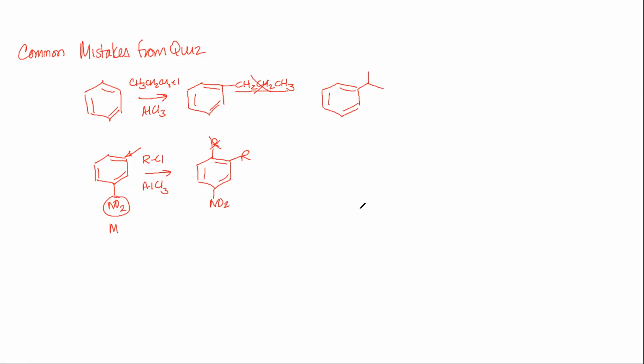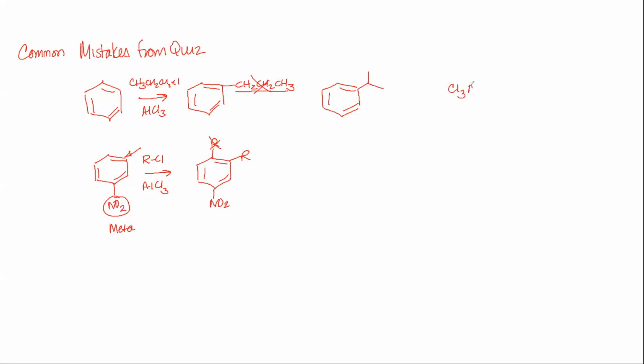So, I think part of the confusion was that when the group that you're adding is not directing itself, it's being told where to go from the group that's already on the ring. And you always have to watch out for straight chained, because you can't add a straight chained alkyl group with Friedel-Crafts.